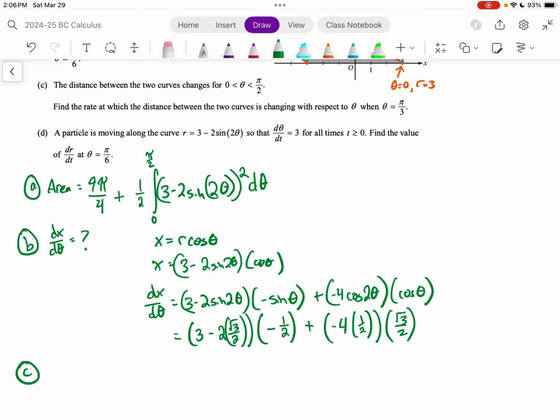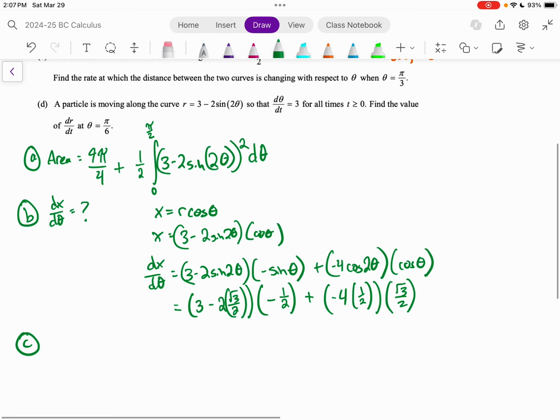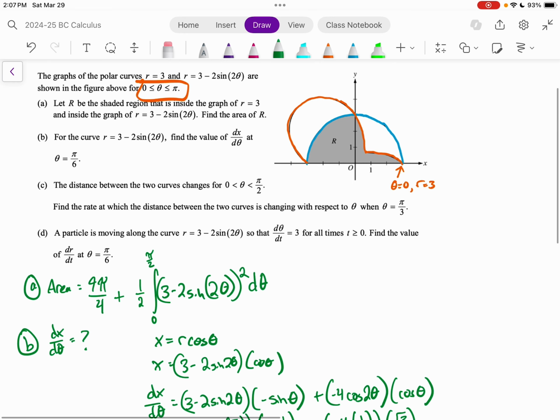And then part C, the distance between the two curves. Have we talked about that? No, but you can use your minds and figure it out, right? The distance between these two curves, θ changes from 0 to π/2. Find the rate at which the distance between the two curves is changing with respect to θ when θ equals π/3. So what is this distance between the curves? Let's think about it, right? We're talking about this distance here. That's a terrible angle, though. Really, it should be like this distance here, in that first quadrant, because they tell us from θ equals 0 to π/2. So we're talking about blue minus orange.